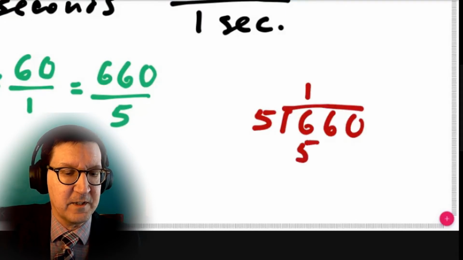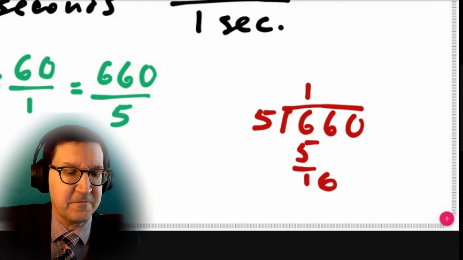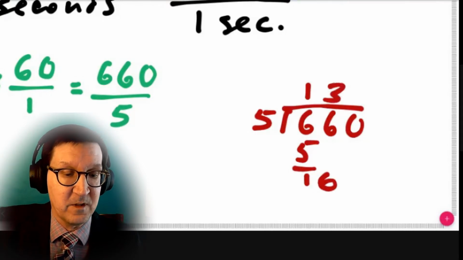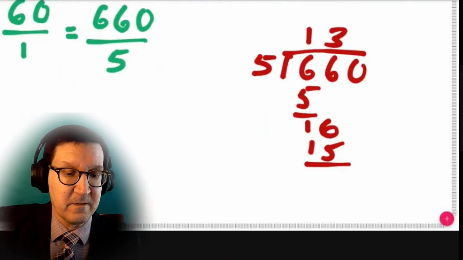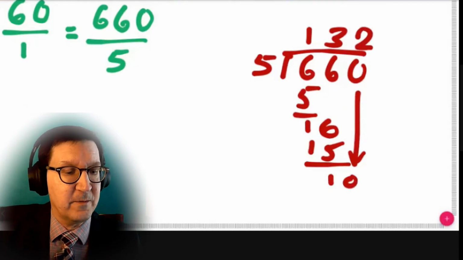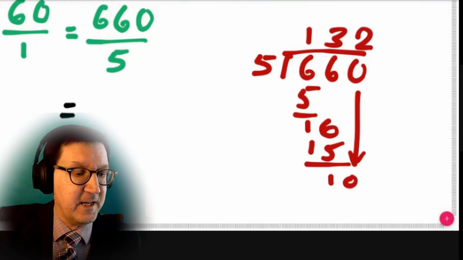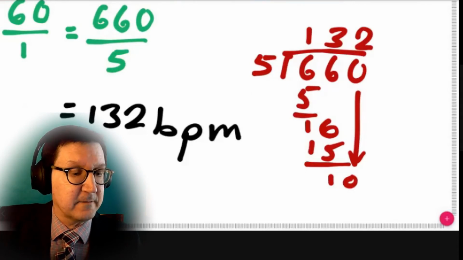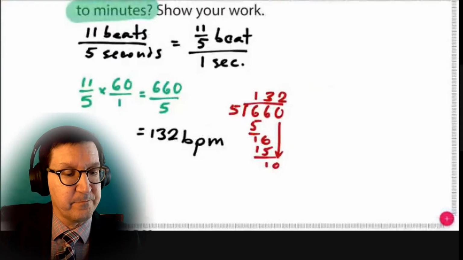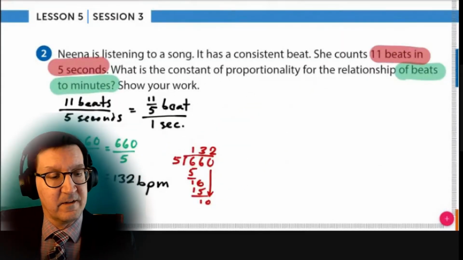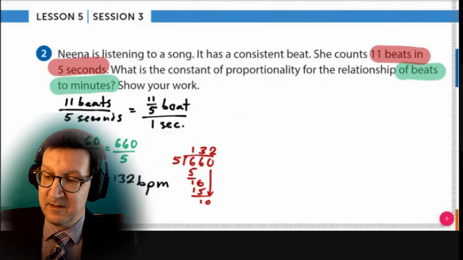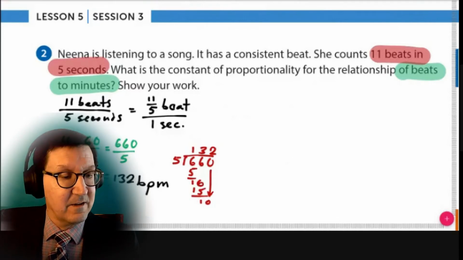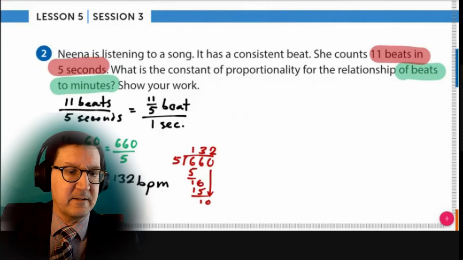5 goes into 6 once. There's 5. 1 left over. Bring down a 6. 5 times 3 is 15. 1 down. Bring down your 0. And 5 times 2 is 10. So we have 132. 132 what? 132 beats per minute. BPM. And there we go. So that's question 2. On to question 3.